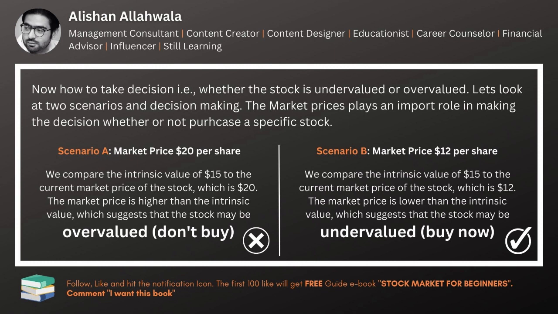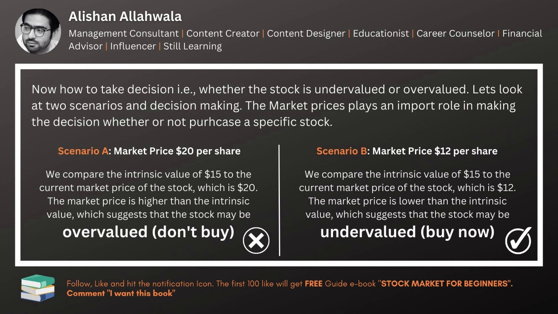We compare the intrinsic value of $15 to the current market price of the stock, which is $20. The market price is higher than the intrinsic value, which suggests that the stock may be overvalued. Don't buy.